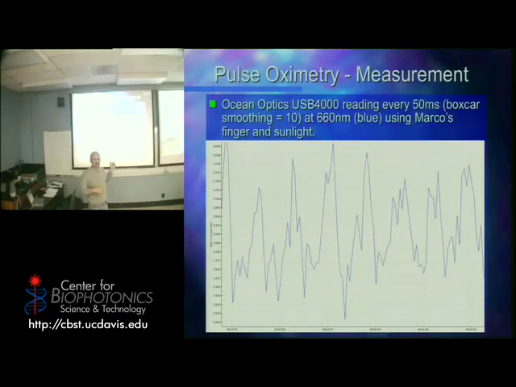Why do you guys think I might have picked the 660 rather than 910, 940? Believe it or not, the detectors are more sensitive, so you get a bigger peak. Okay. Also, if you guys remember in the graph, there was a much bigger change in absorption than there was at the other wavelengths. Okay. So that's why this one was convenient to use.